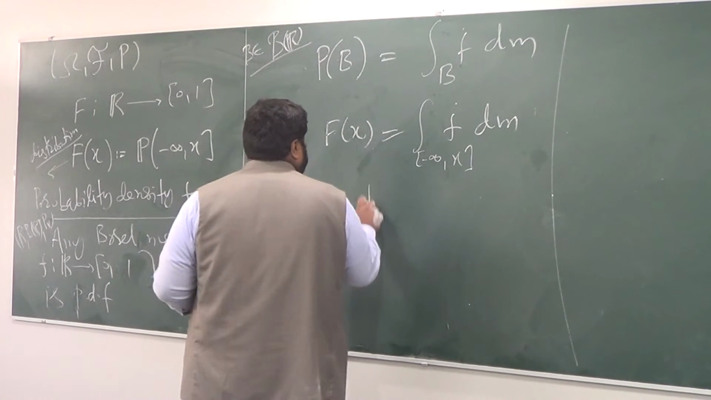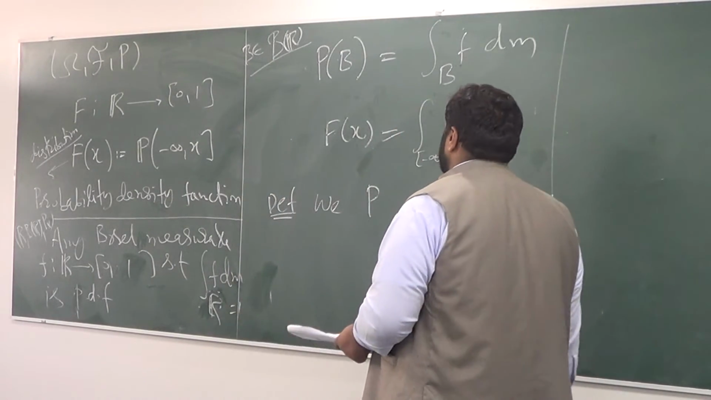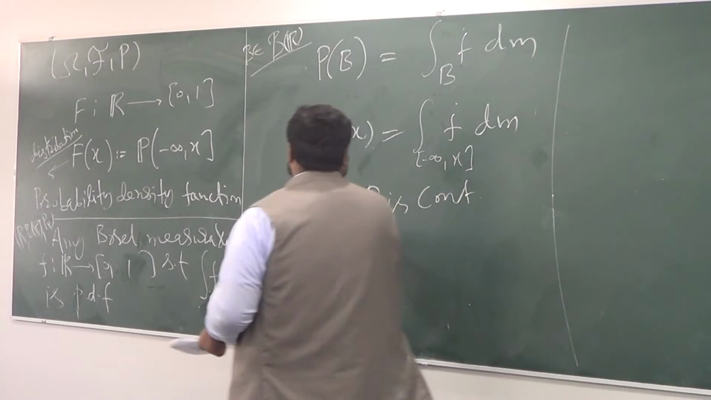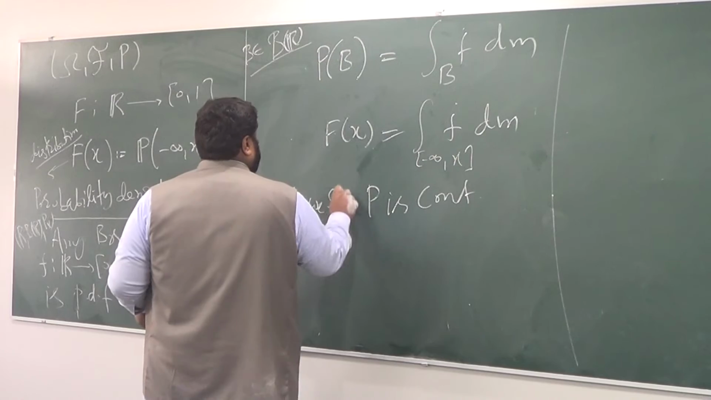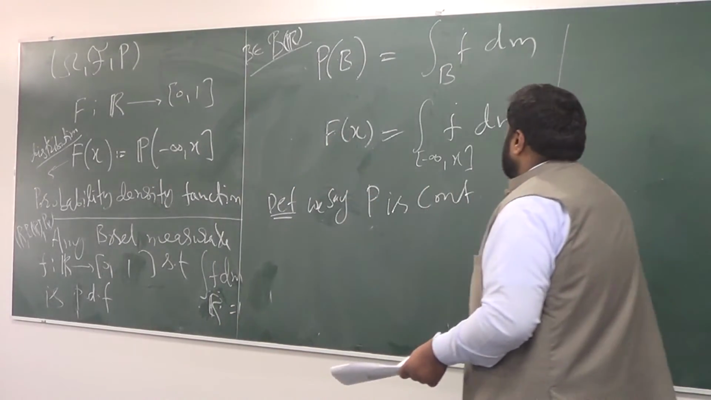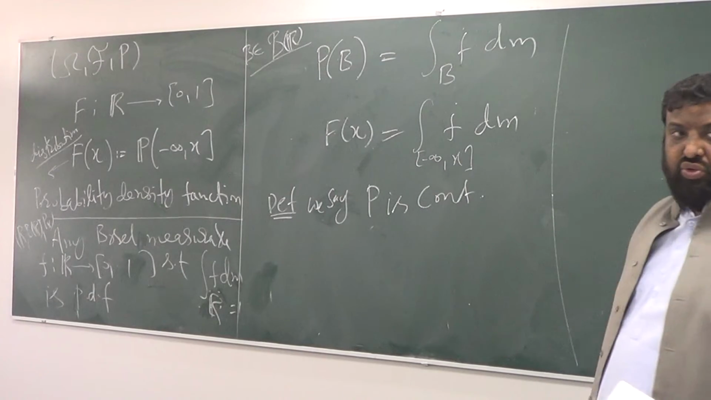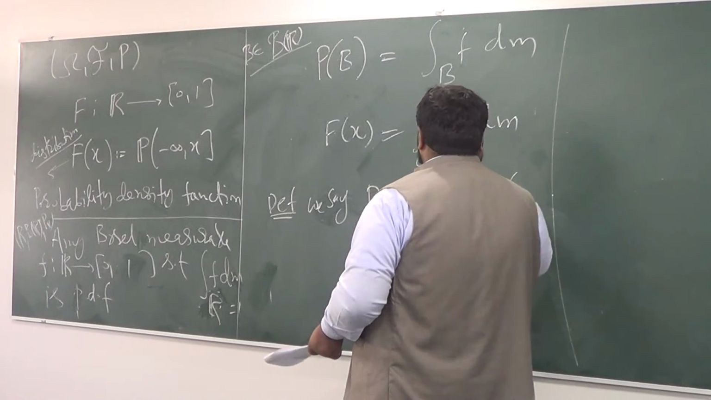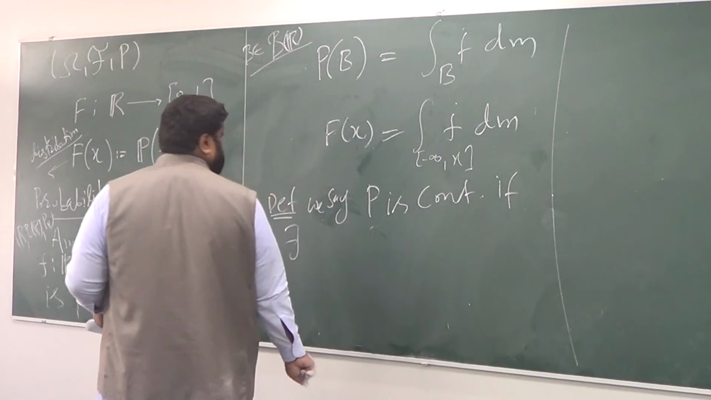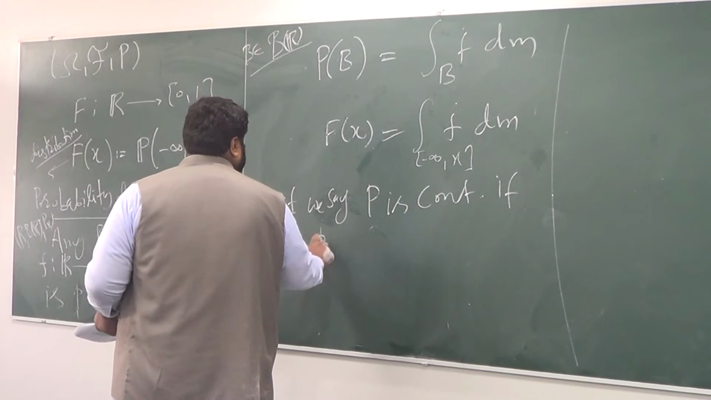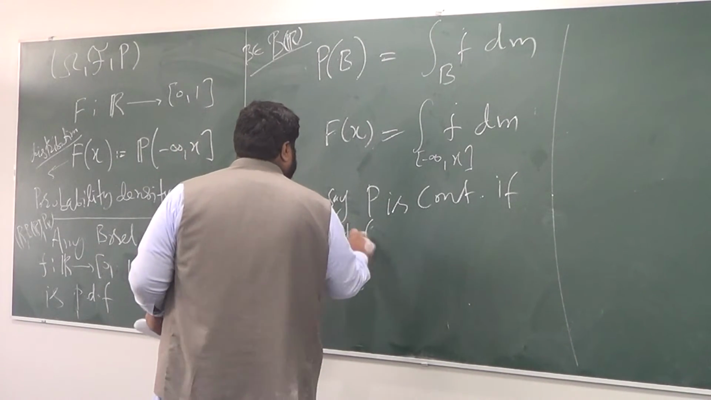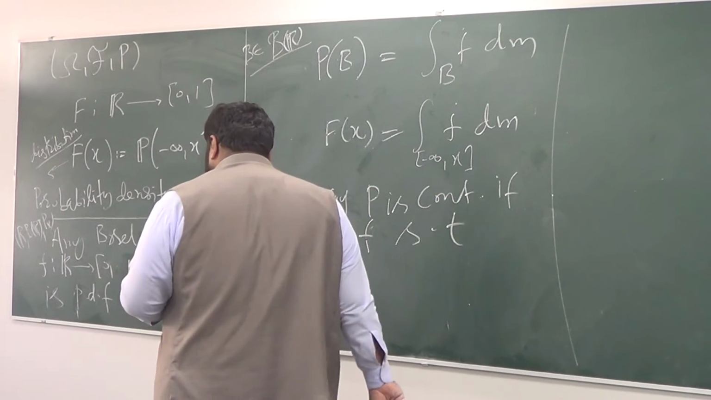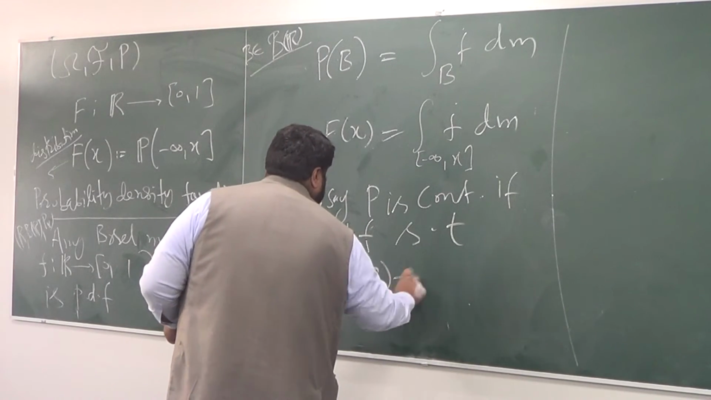So we're going to say that the probability measure P, or the probability distribution P, is continuous, or sometimes you use the word absolutely continuous, they all mean the same thing, if there exists a probability density function through which you can compute the probabilities.